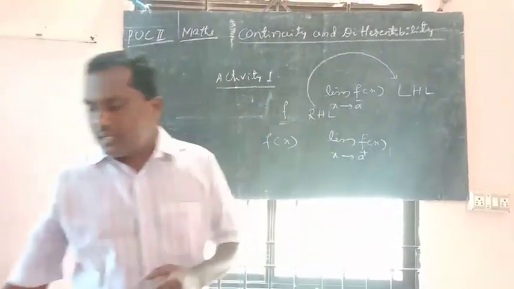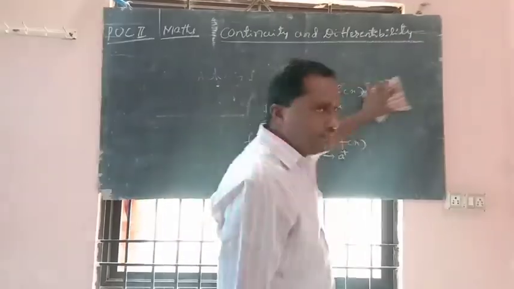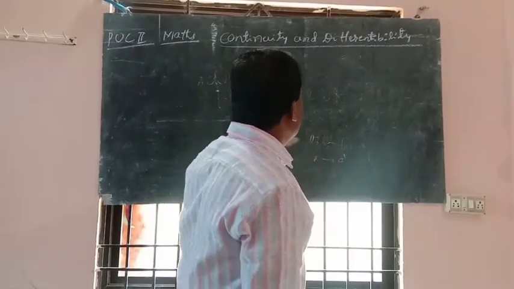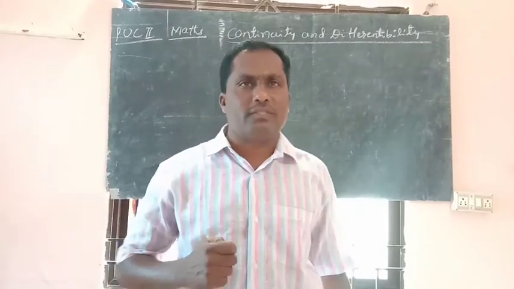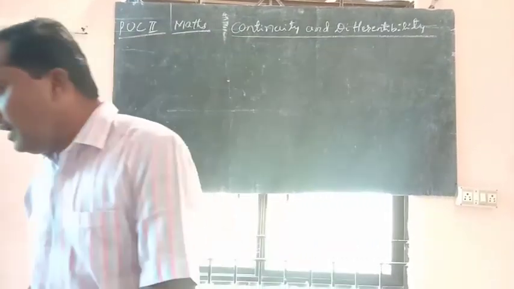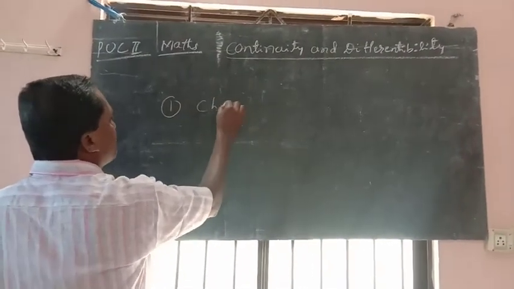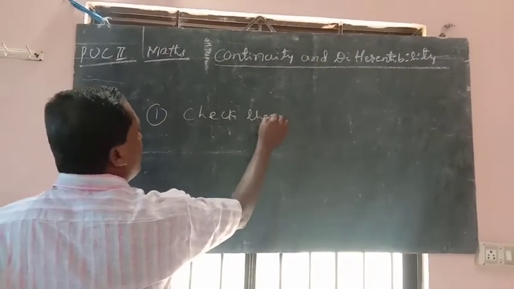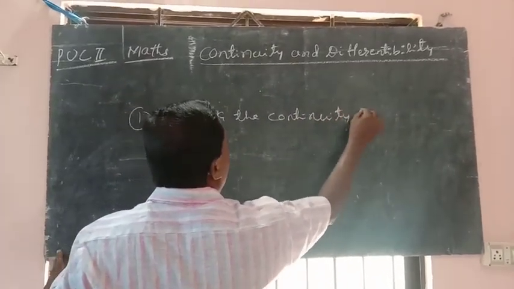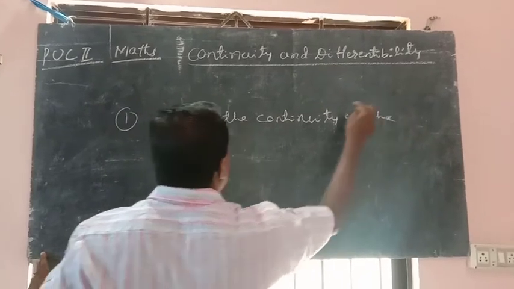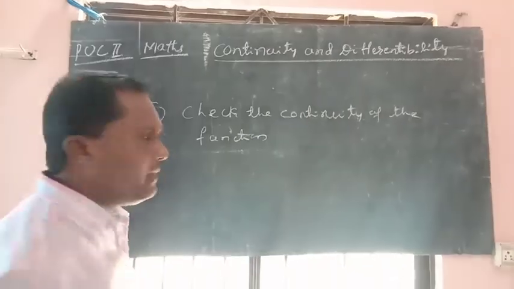In this chapter we check certain given functions, which may be continuous or not continuous. We want to check. One question is there. Check the continuity of the function. Example number 1. Check the continuity of the function. One single function is there.